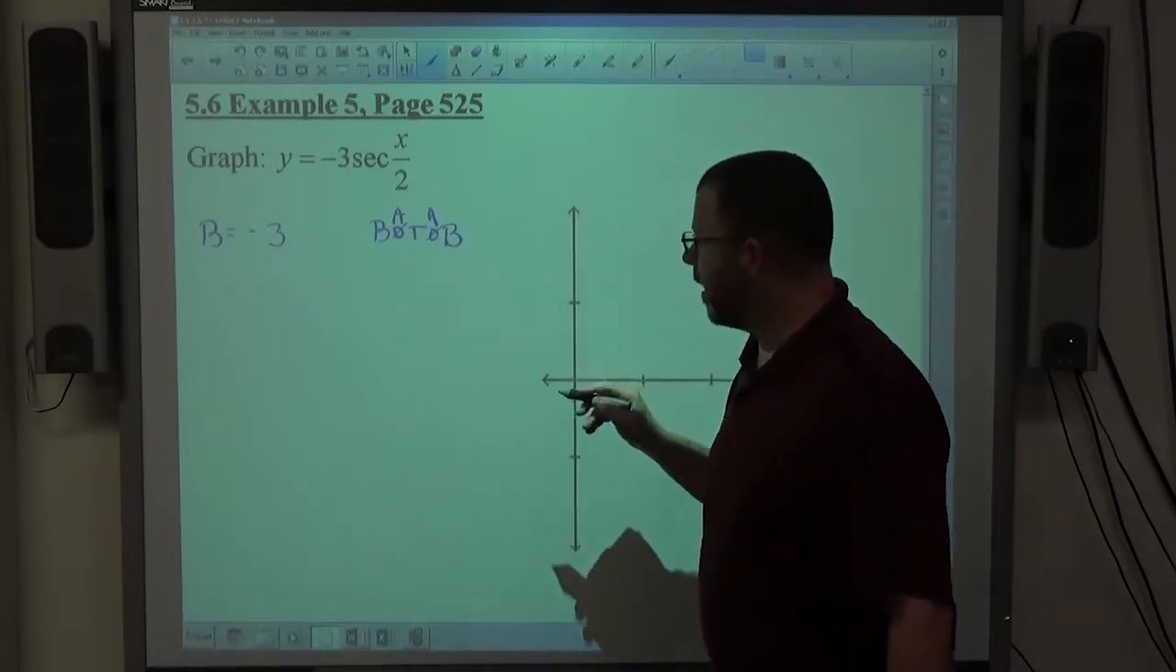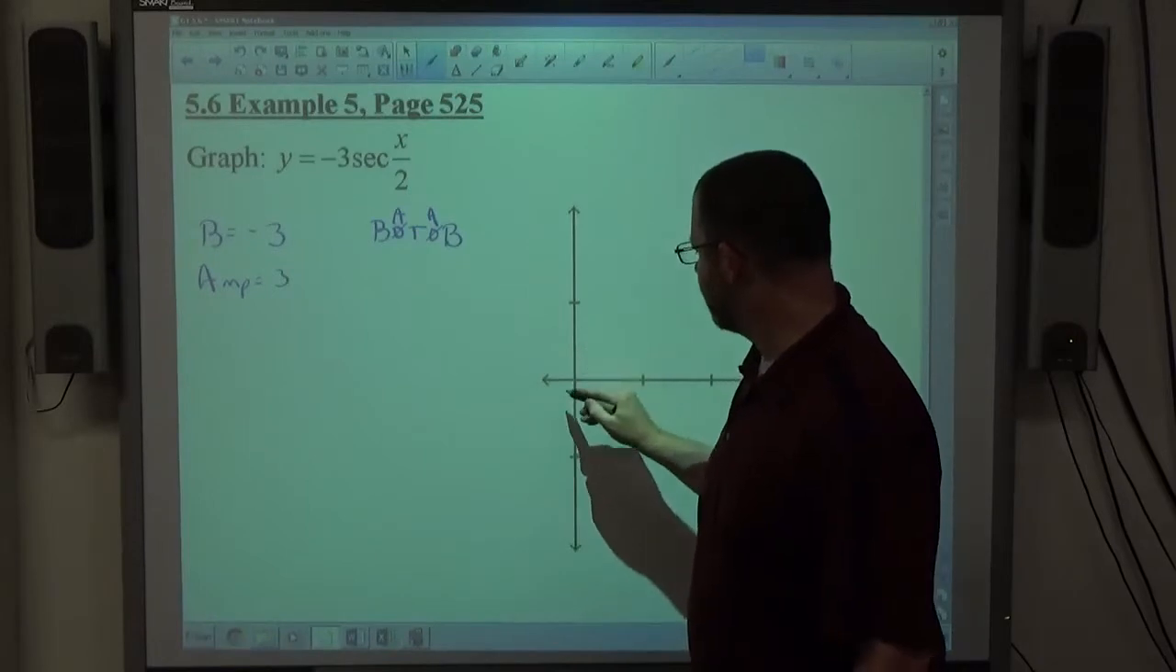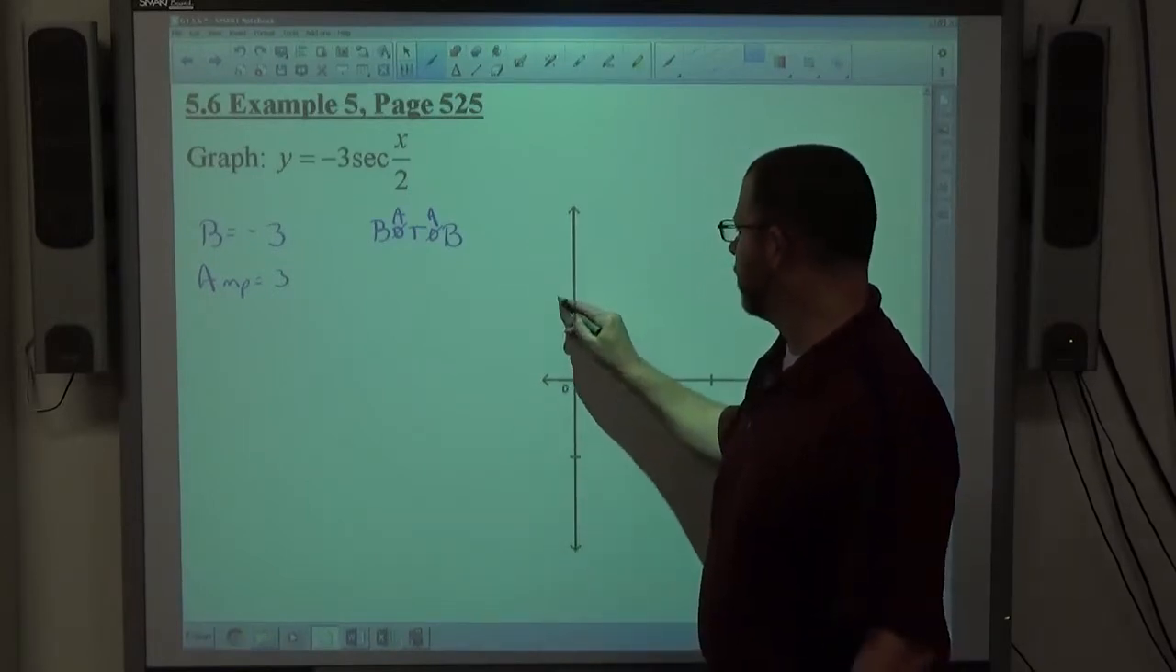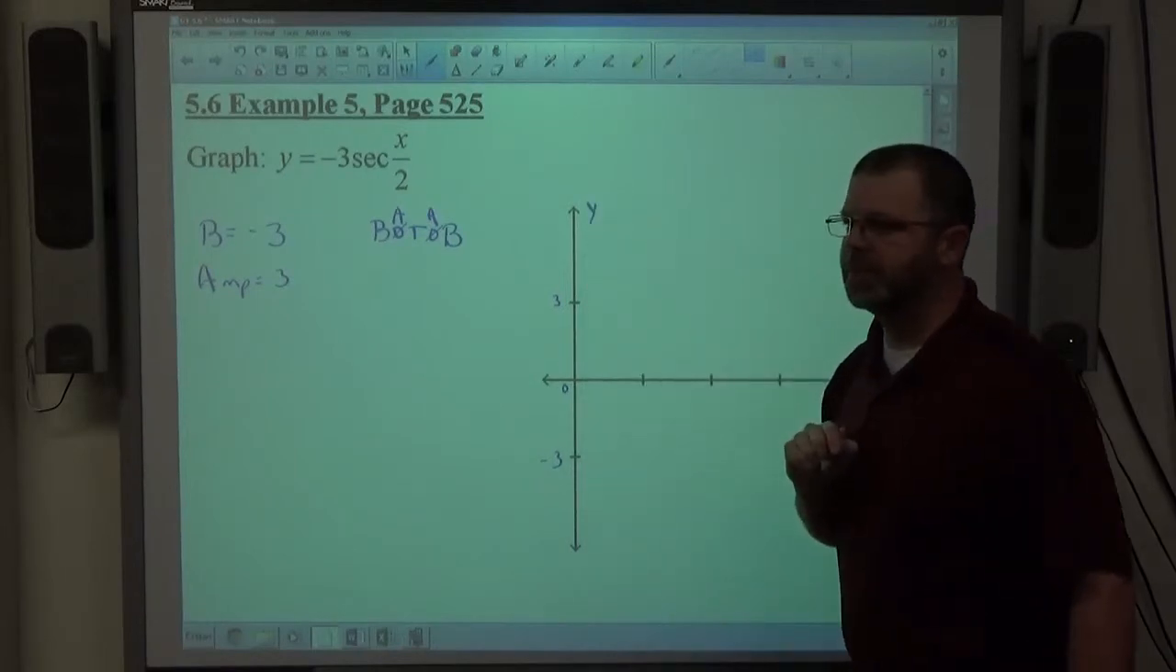Alright, I can see the amplitude is 3. If I'm graphing a cosine graph, so if y equals 0 is the middle, we go 3 up and 3 down from there to establish the values on the y-axis.